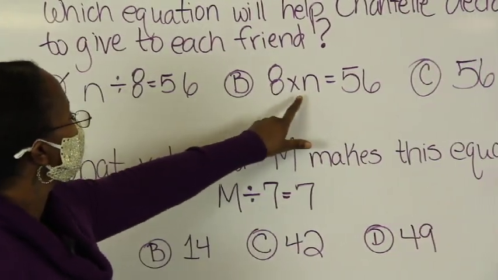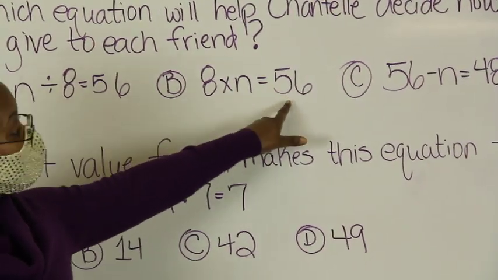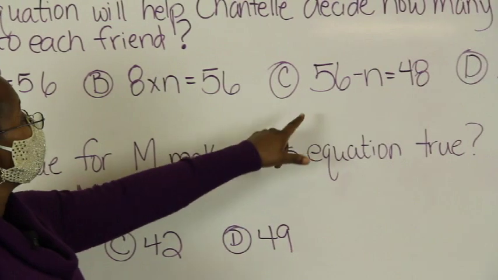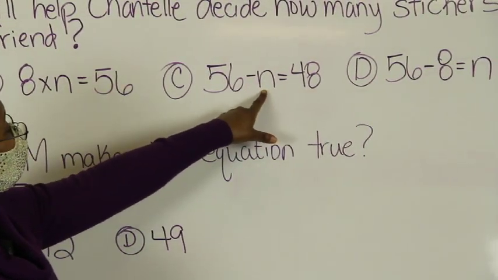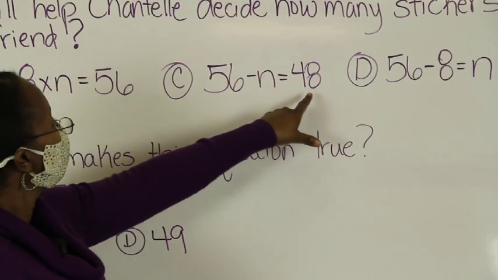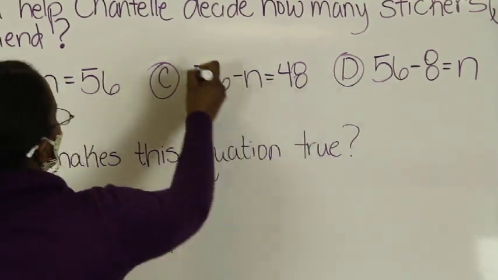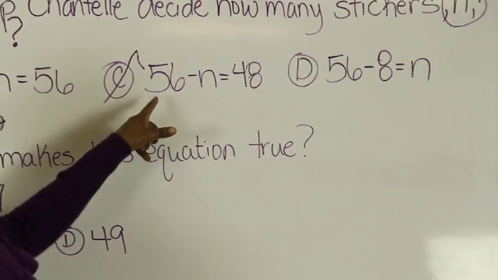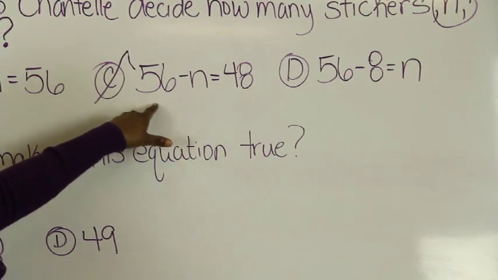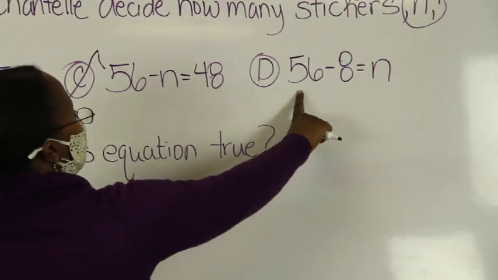So put 7 in this place. 8 times 7 equals 56. Is that true? It is. So we'll leave it. So what if we did 56 minus 7? That would be, doesn't really matter, right? Because it's subtraction. So we're going to take that off aside if that doesn't help us decide how many each gets, because we're just taking 7 stickers from the amount she has. Tells us nothing.